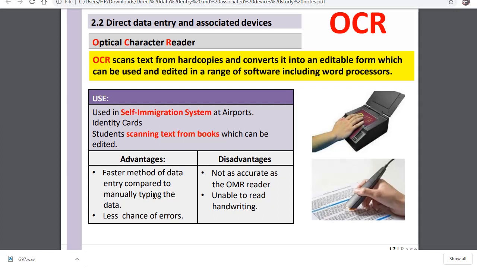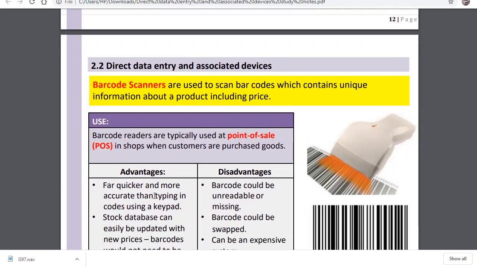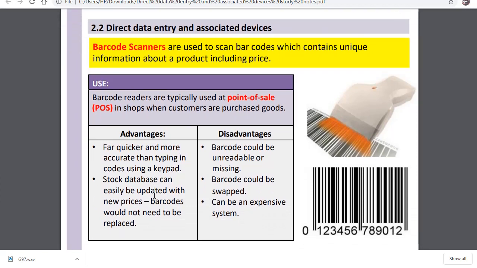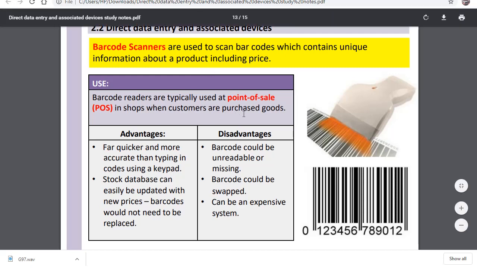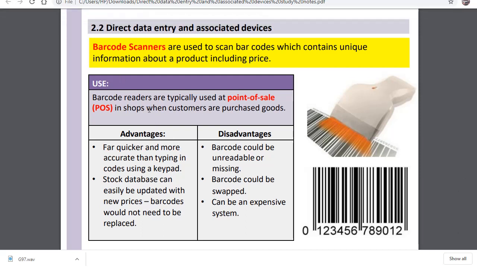Last device we're having is the barcode scanner, used to scan barcodes, which we're having here. Contains unique information about a product, including price. Okay, barcode scanners are the same as we're having in the supermarkets. Usage: barcode readers are typically used at POS in shops. Advantages: far quicker and more accurate than typing in codes using a keyboard. Stock database can easily be updated with new prices. Barcodes would not need to be replaced.